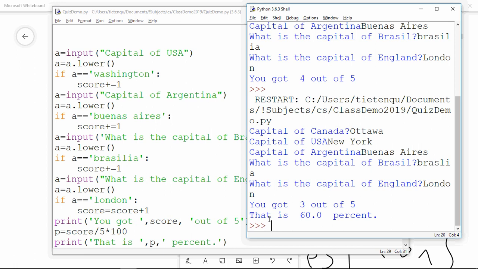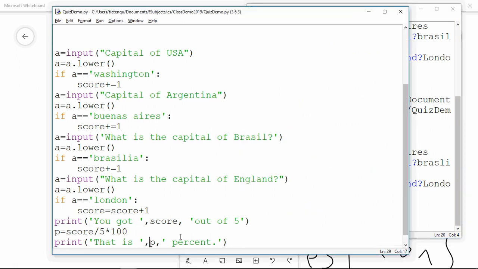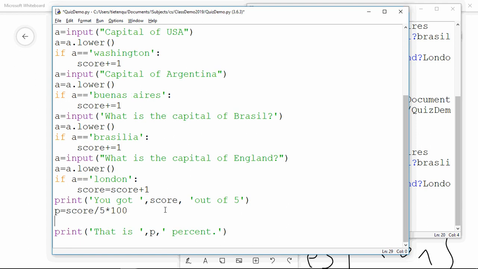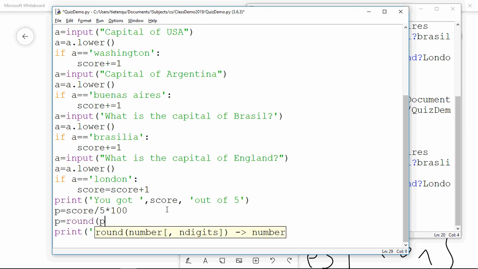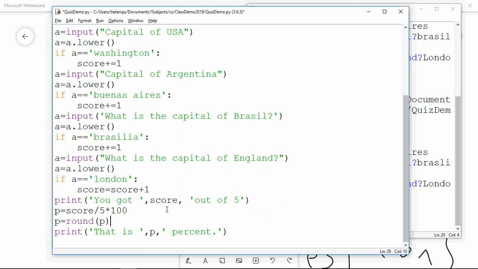So let's round that. So back in my code, I'm going to round P. And you can do it all in one line, but I'll show you in separate lines. I think it'll become clearer to you. P is equal to round P. Now, it would be a mistake to just write round P and assume that P is rounded. You've got to make P equal to a rounded version of itself, right?